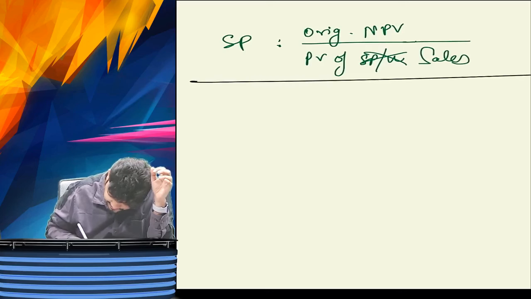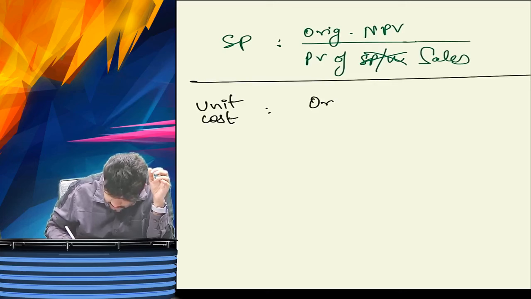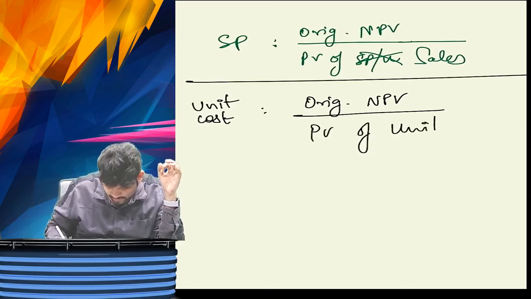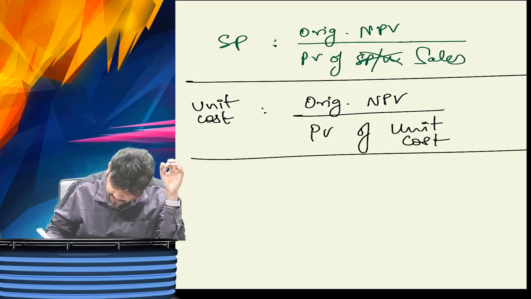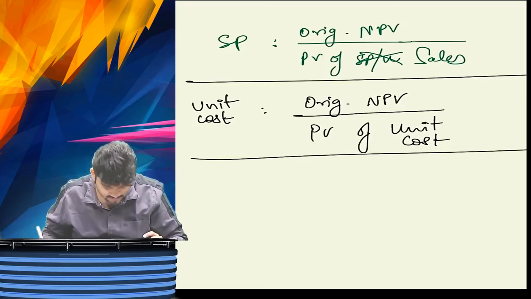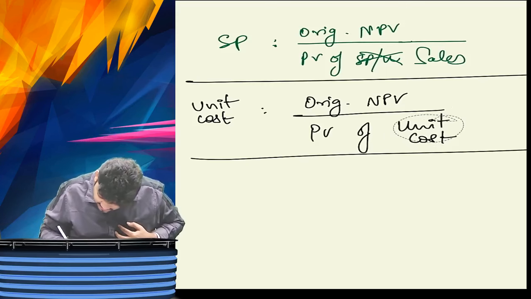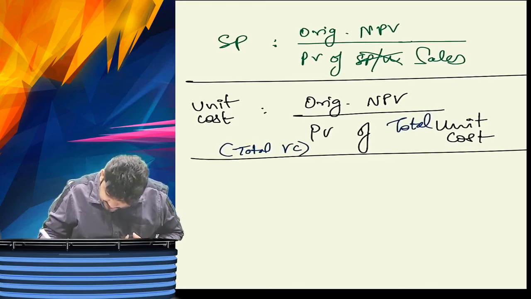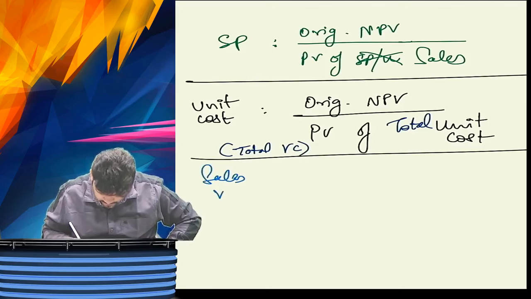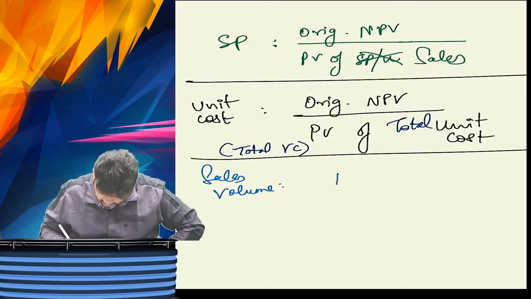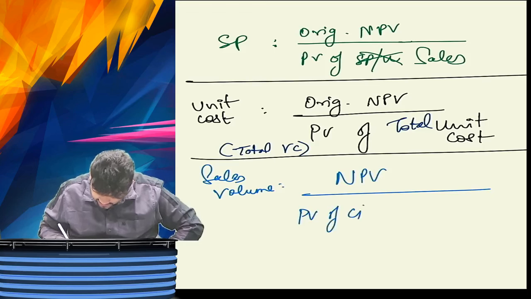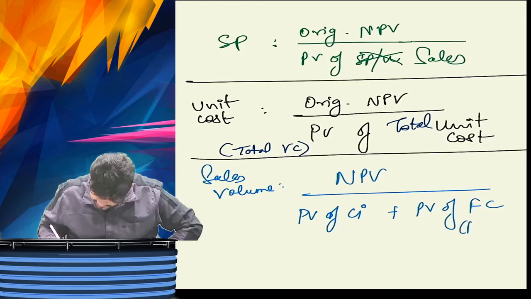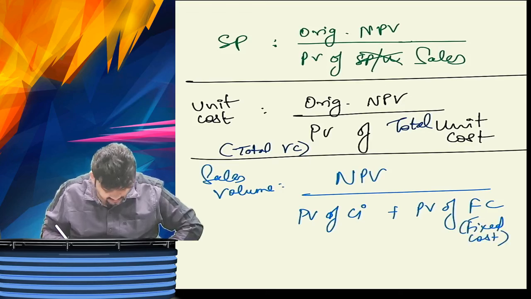Then there is unit cost. So original NPV upon present value of, say, unit cost. When I say unit cost, guys, it is total unit cost, or what we can say is total variable cost. Then sales volume. Suppose sales volume is there, then we will say net present value upon present value of cash inflow plus present value of fixed cost. That is, present value of cash inflow upon present value of fixed cost.